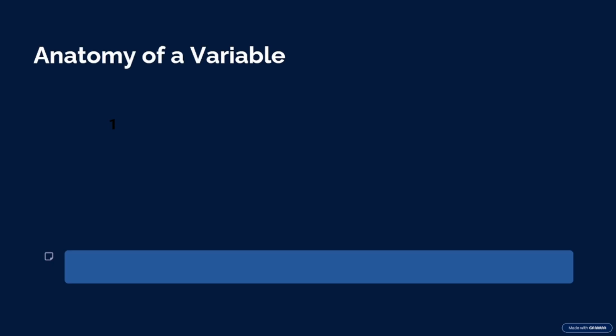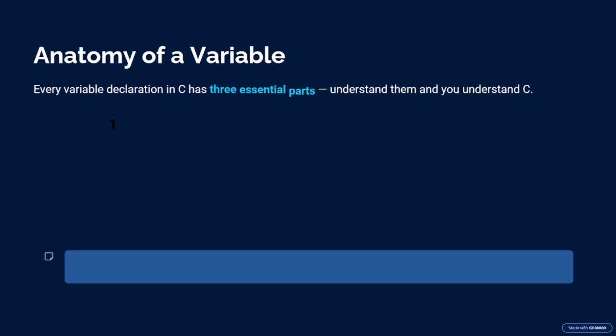Let's break this statement into smaller parts. We have int age is equal to 20, semicolon. इस सिंगल स्टेटमेंट में 3 important parts है. First, int, this is the data type. Second, age, this is the variable name. And third, 20, this is the value. Let's understand these 3 parts.